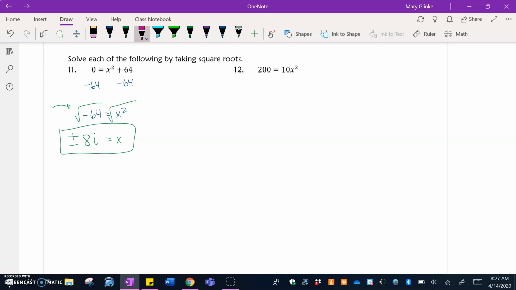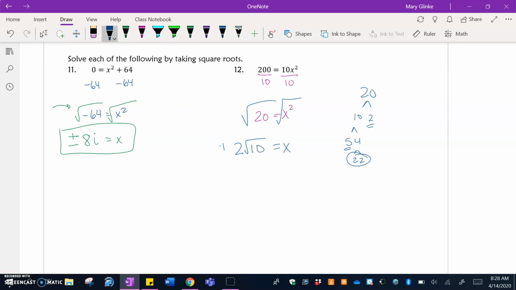So we're going to do the same thing for number 12. We're going to get the squared part alone first. So we get x squared equals 20. Then we're going to go ahead and square root both sides. We get x equals, and 20, we're going to break down, and we're going to look for number pairs. When we find the number pair, we bring it out. Whatever didn't get paired up stays in, but we multiply them. And we're also going to write the plus or minus, and that would be our final answer.